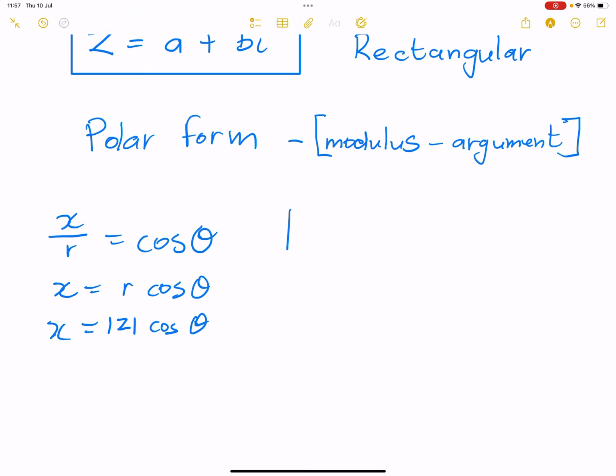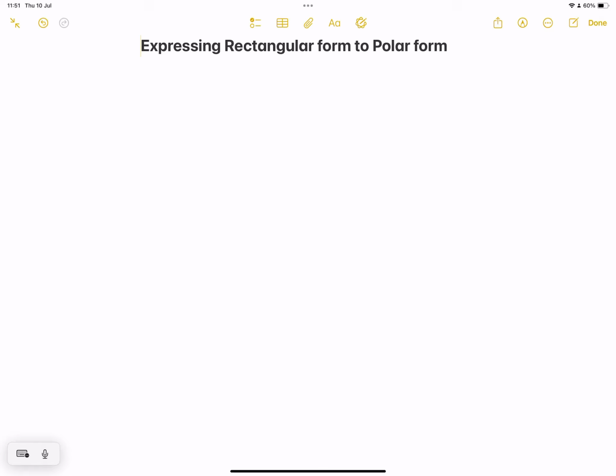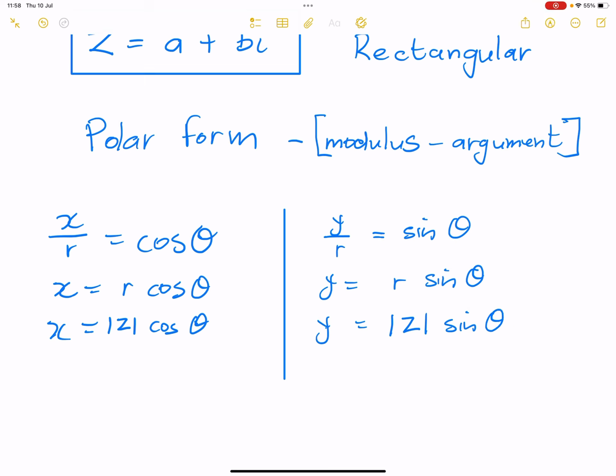Okay, but similarly, we can do the same with sine. So y over r is equal to the sine of theta. That means that y is equal to r sine theta. And in this case, when we want to express y, that would be the modulus times the sine of the argument. Okay, right. So that is how we quickly look at it. But now we can move from one to the other.